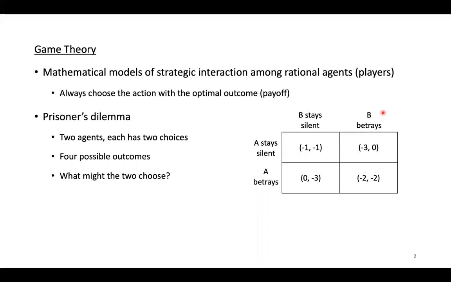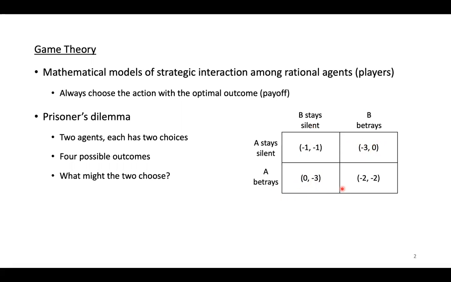But if A stays silent and B betrays, which means B is giving in to the cops while A is trying to be the honest culprit, in that case A loses, which means he will have very little payoff or very high cost, which is -3, while B can just leave with zero cost or zero payoff. Similarly, if A betrays while B stays silent, then A goes with the higher payoff while B loses with -3.